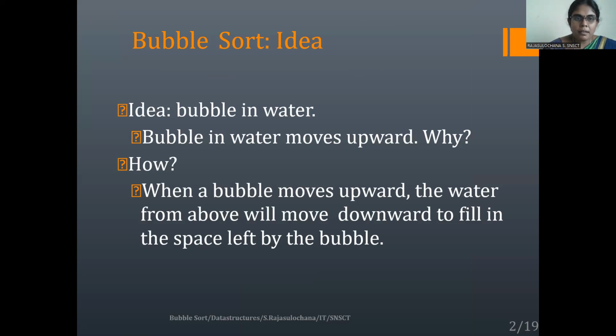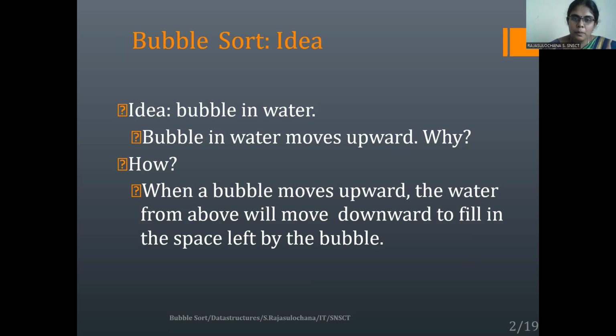So the idea behind bubble sort is the water bubbles that rise in the water. Consider if there are a large number of water bubbles in the water. Which bubble will move upward first? Can you imagine which bubble will move upward faster? The bubble of the largest size will move upward, right? Have you ever thought why the bubble of largest size moves upward first?